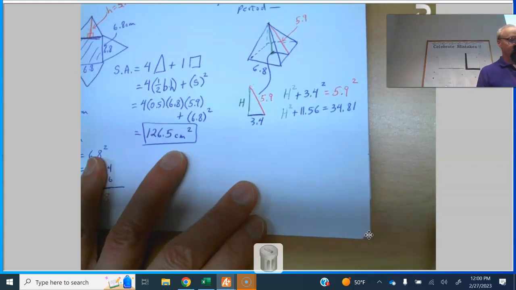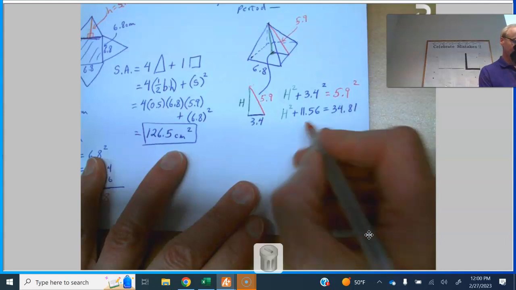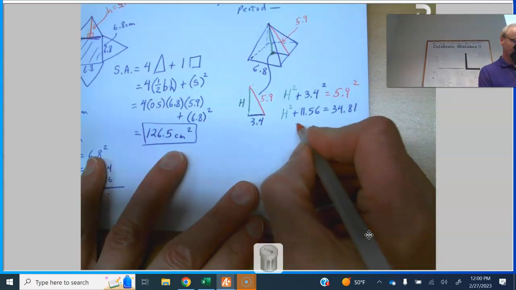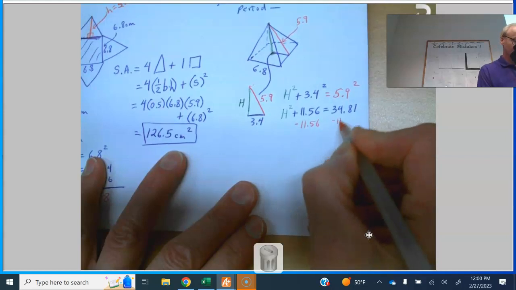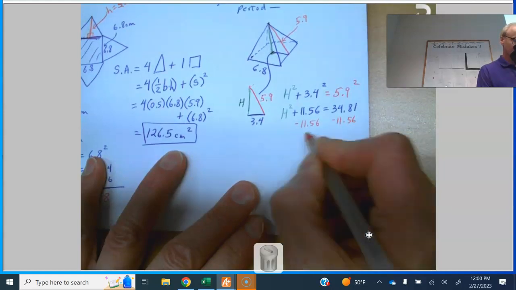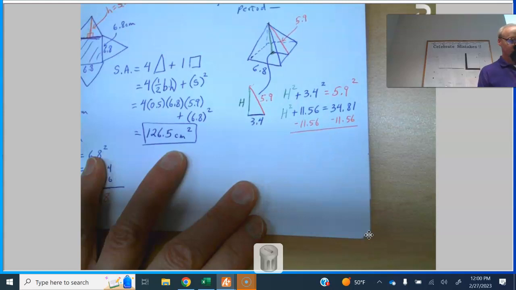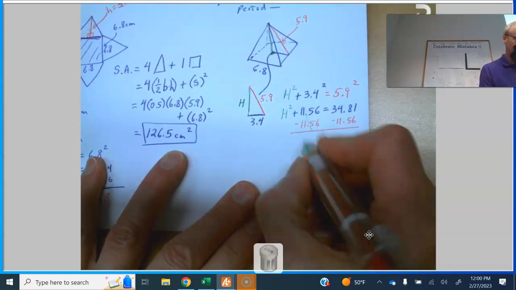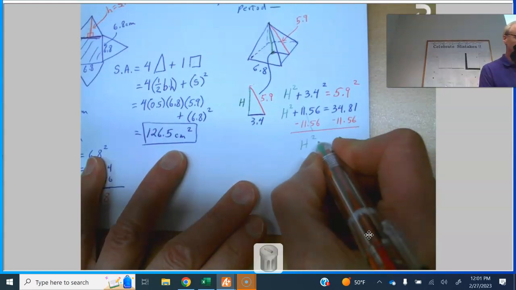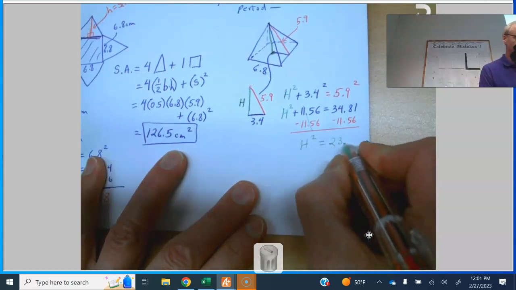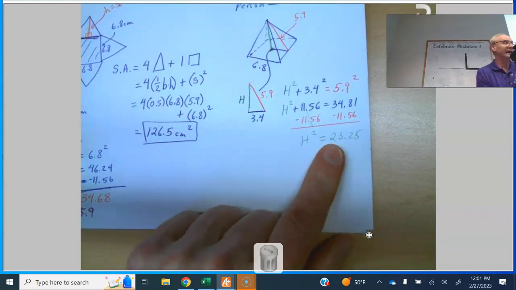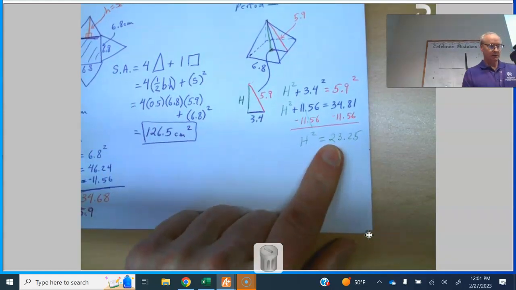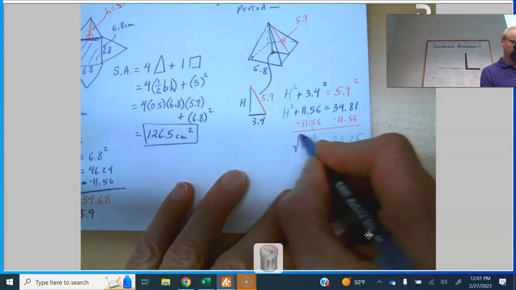And we're going to subtract from both sides. Would it be like 4.7? Approximately, yeah, 4.8. Yeah, because h squared is equal to 23.25. And when you take the square root, we're going to get really close to 5. The square root.